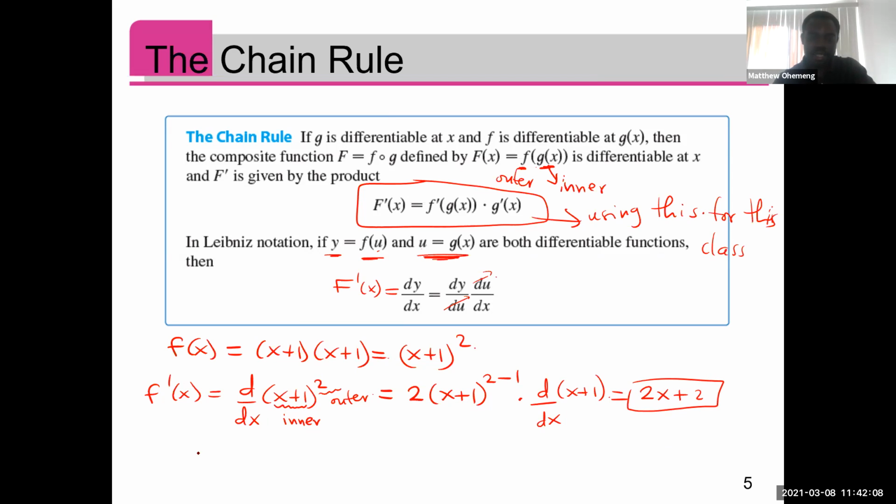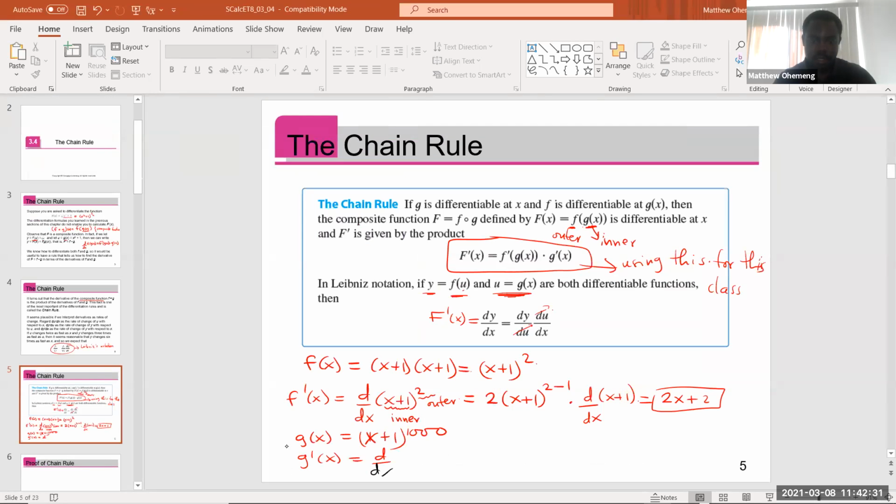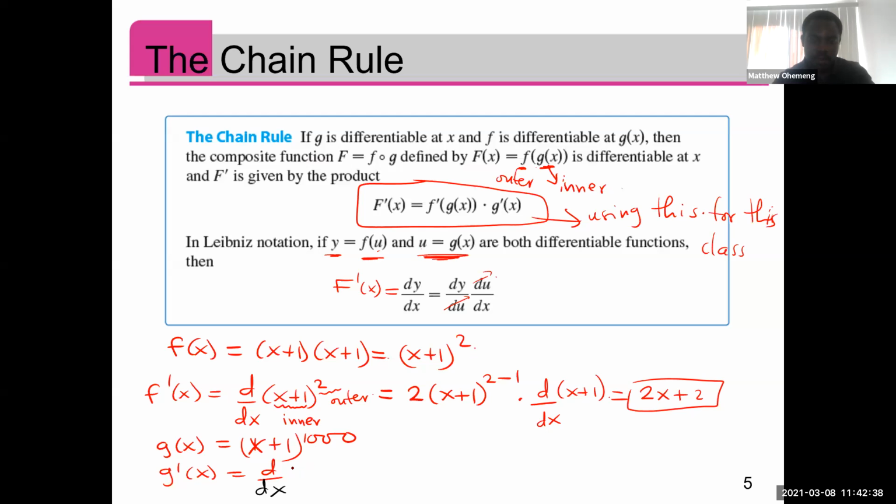But the power in this is, suppose we have g of x, which is the one I gave you, (x plus 1) to the 1000. Then for this one, if you use the chain rule, you attach the differentiation operator, d over dx. Oh, it's not writing. So d over dx of (x plus 1) all to the 1000.